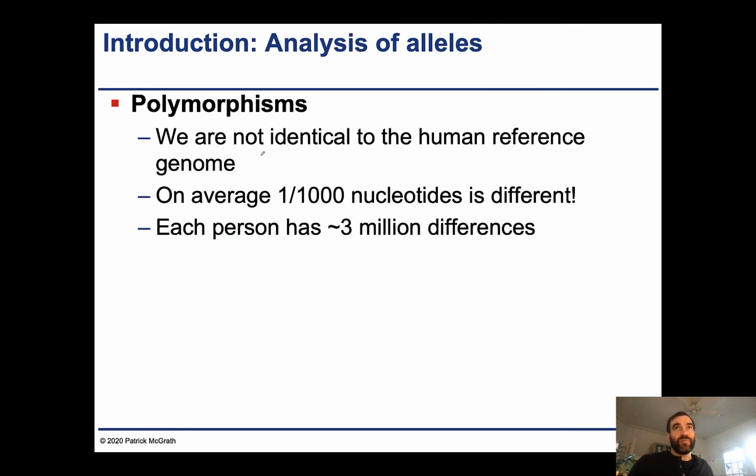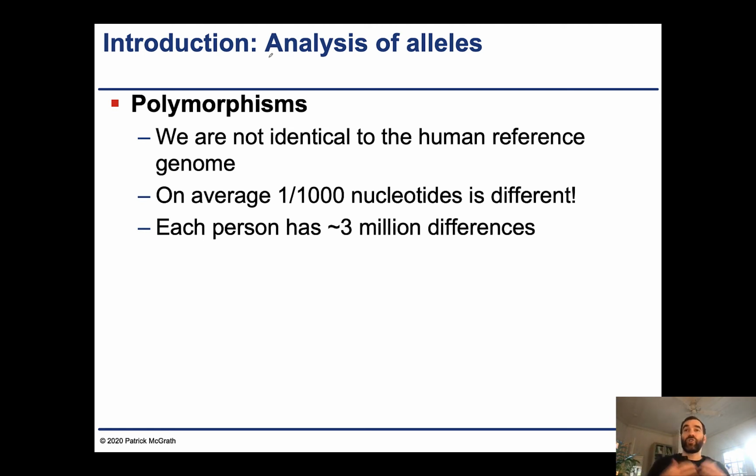This is possible because we are not identical to each other. Each person in this room has 2 chromosomes, and these chromosomes are different from each other, and they're different from the human reference genome. On average, about 1 in every 1,000 nucleotides is different. So if we compare the sequence of my chromosome 1 from my mother to the DNA reference, on average, 1 out of 1,000 nucleotides would be different.